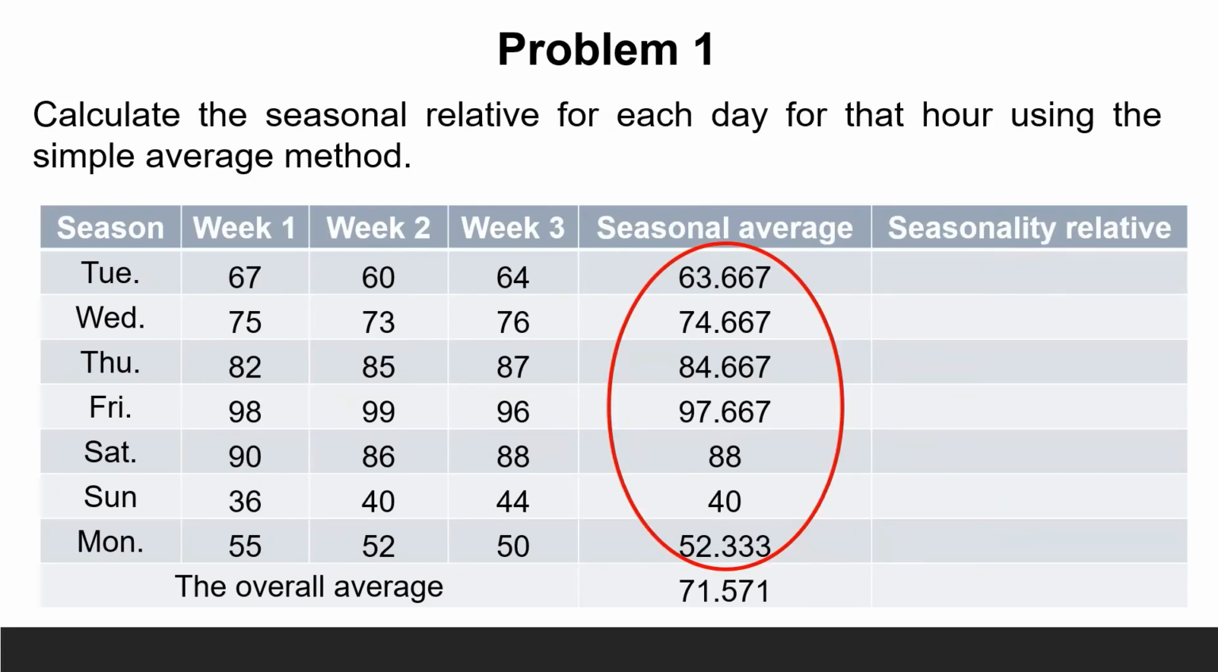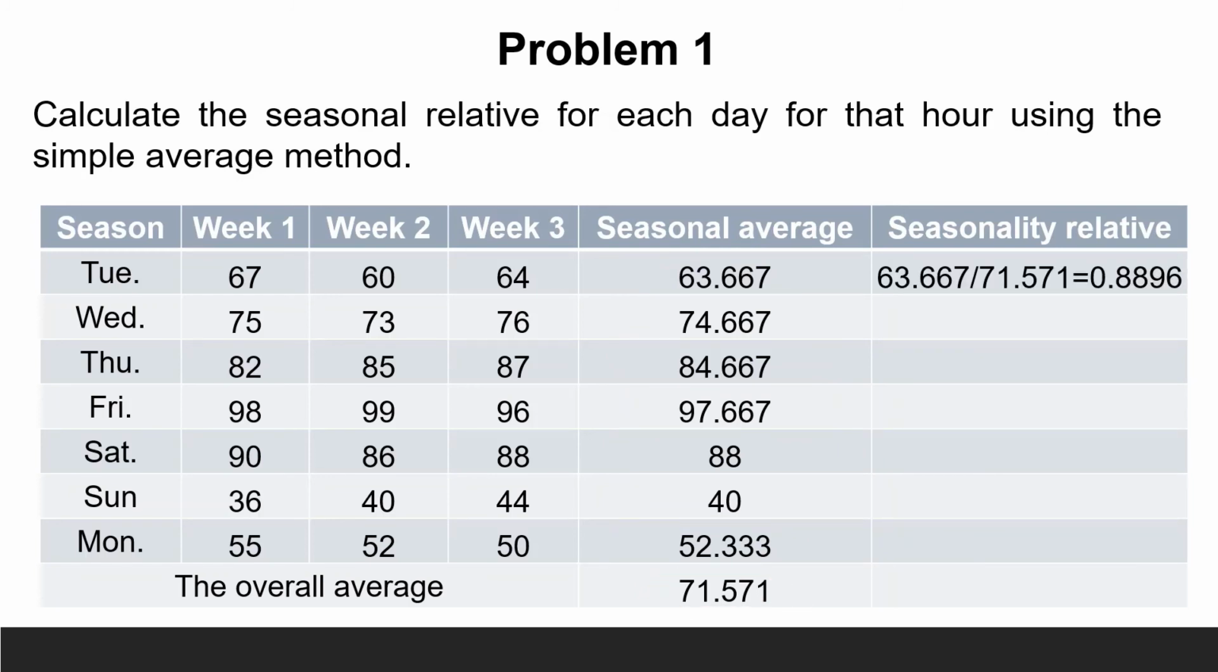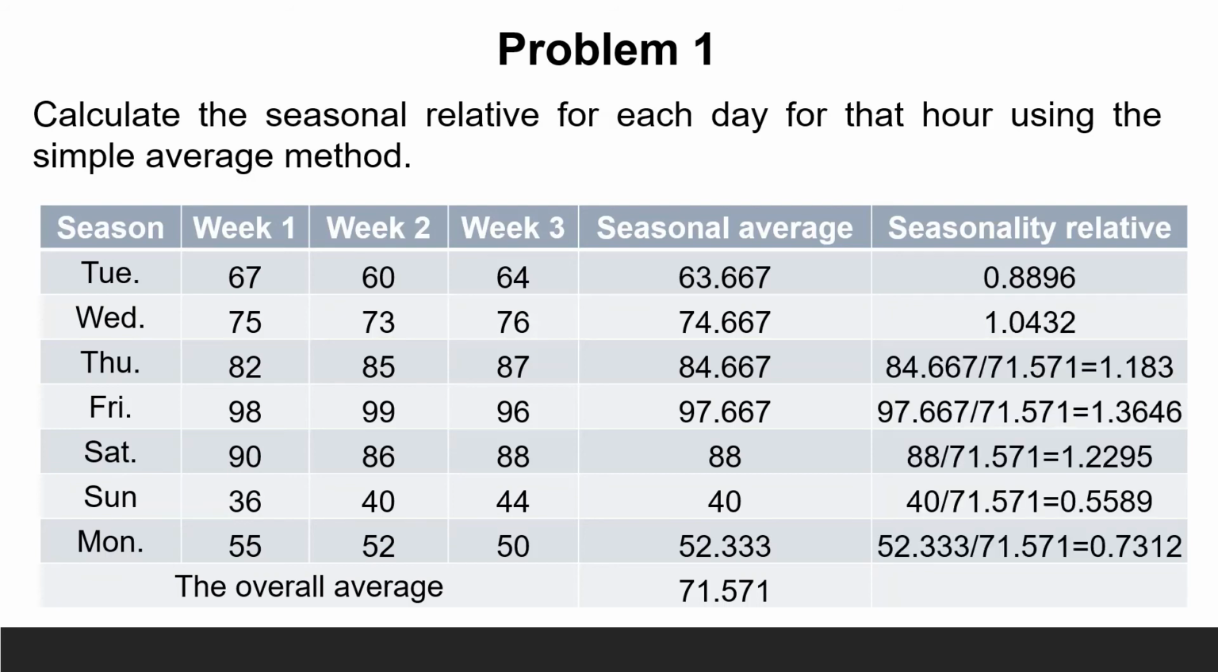71.571. The last step is to calculate the seasonality relative for each day by dividing the average of each day by the overall average. So, the seasonality relative of Tuesday is 63.667 divided by 71.571 equals 0.8896. The seasonality of Wednesday is 74.667 divided by 71.571 equals 1.0432. Continue in the same way to find the seasonality relative for all days.